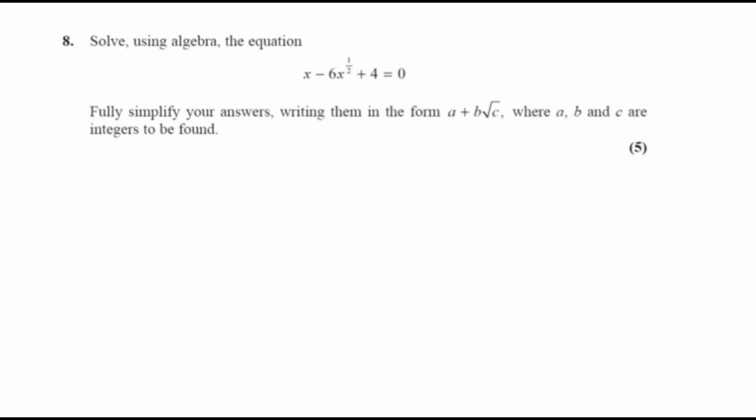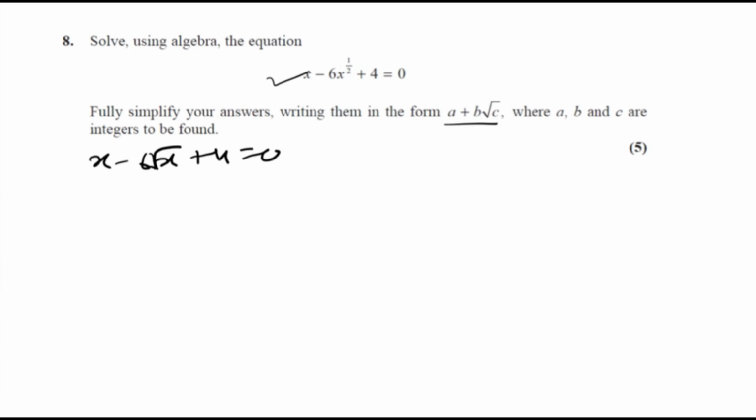Next question, solve using algebra the equation, this one, fully simplifying your answers, written in the form of a surd a plus b root c, where a, b, c are integers to be found. Okay. So our question is x minus 6 x to the half power, which I can write as root x, plus 4 is equal to 0.